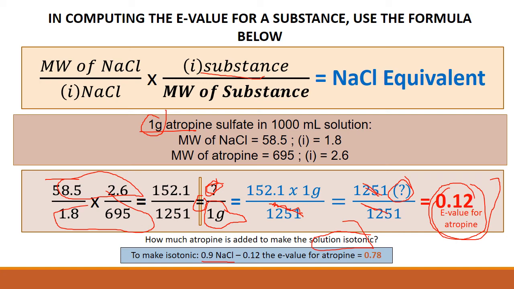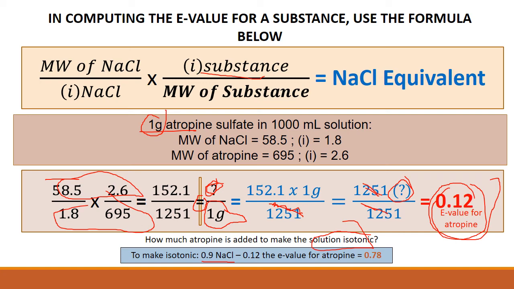Remember in our earliest slides, the isotonic solution, I had you compute the isotonic value of our sodium chloride. So we have here 0.9. Remember that we have a 0.9 sodium chloride equivalent. Okay, so we have 0.9, that is a standard already.